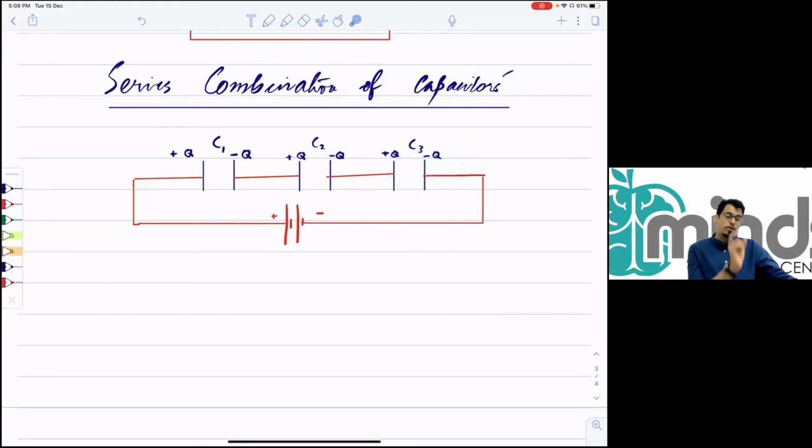Now, once this plate becomes negative, it will repel the electrons of the next plate. Those electrons will move through this wire and deposit on the second plate of C2. So can you see the second plate of C2 becomes negatively charged? Now these electrons will repel the electrons on the next plate through that wire. They will deposit on the second plate of C1. Are you people getting it?